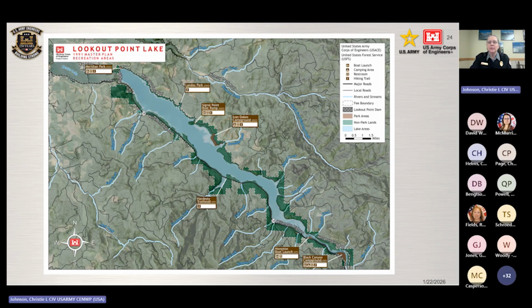And the Forest Service manages the Hardesty Trailhead, the Hampton Boat Launch, and the Black Canyon Campground on the southeast side of the lake. So the Willamette National Forest boundary sort of goes down the middle of the lake. And so everything to the southeast end, all the shoreline and all the recreation, is managed by the Forest Service.